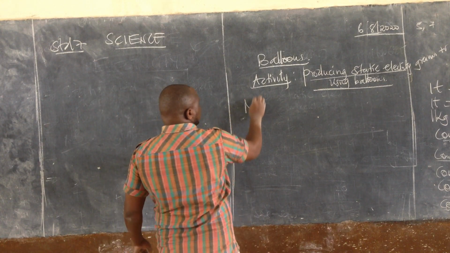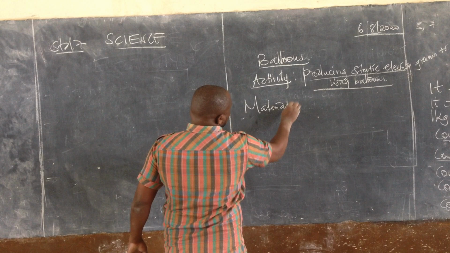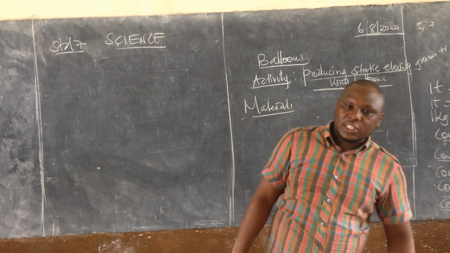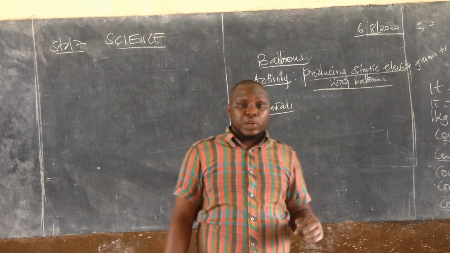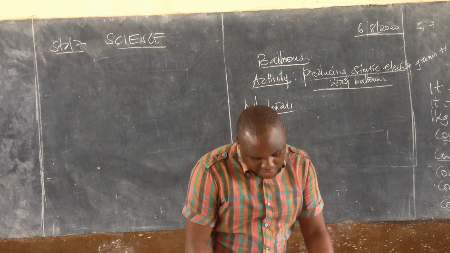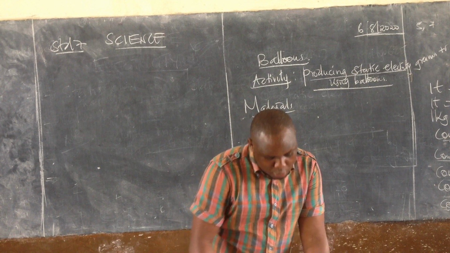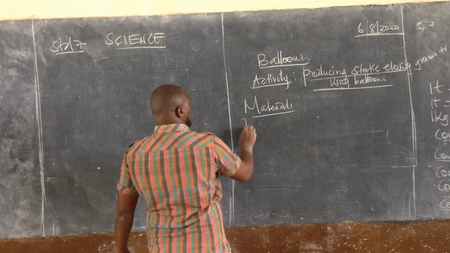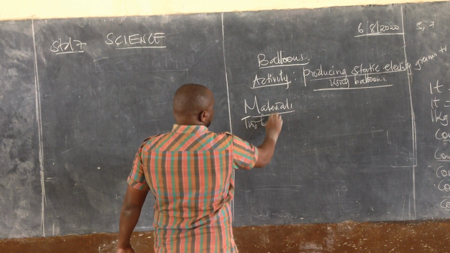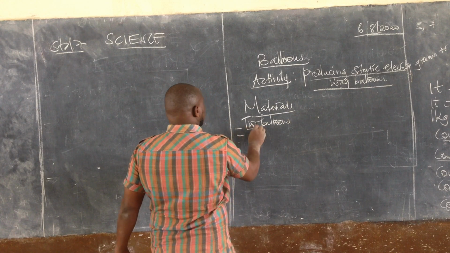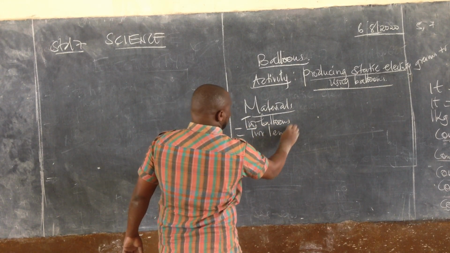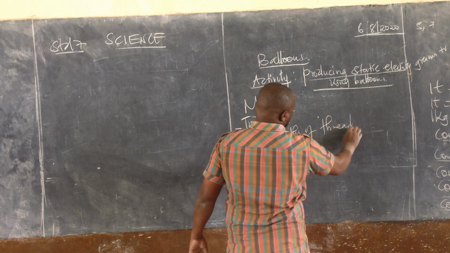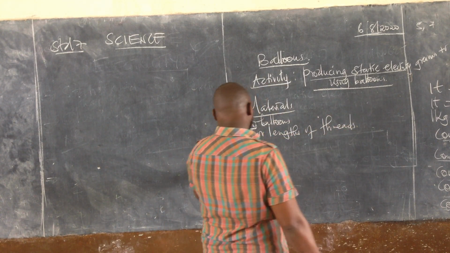So the materials that you're supposed to have, I'm writing the materials because next time I will expect you to also assemble the same balloon materials. As I do here, you're also doing back home. So we need to have 2 balloons and 2 lengths of thread. Then we go to the procedure.